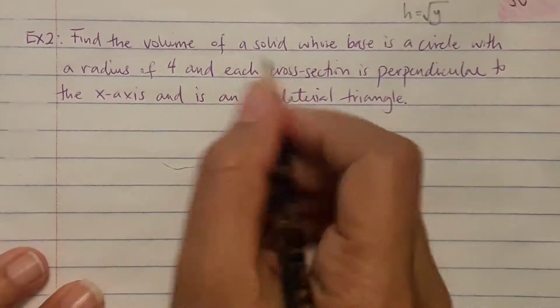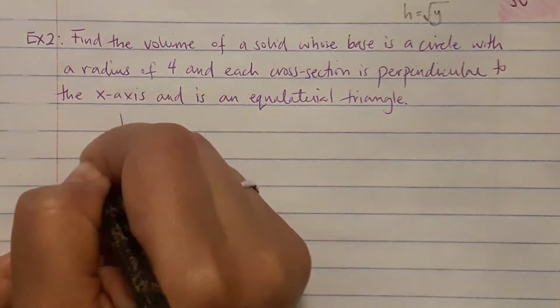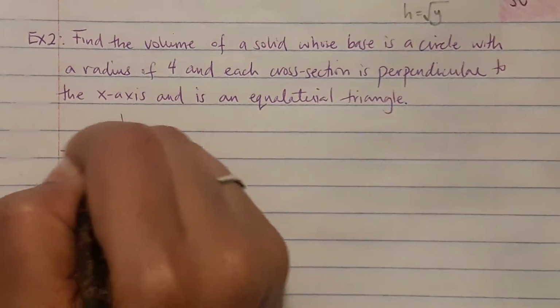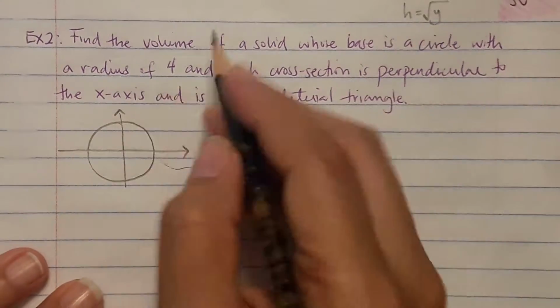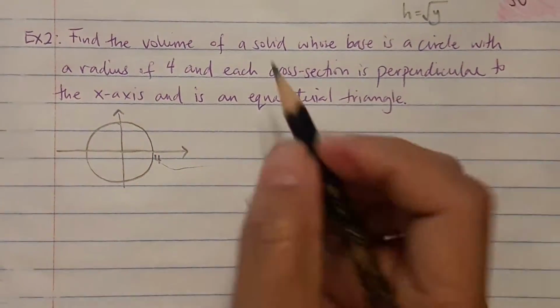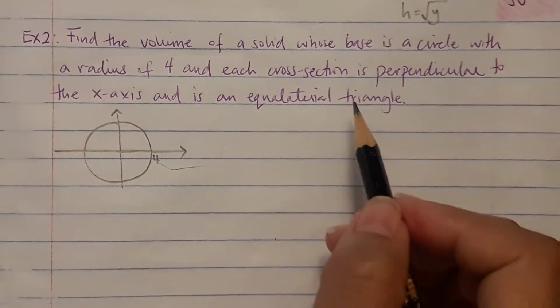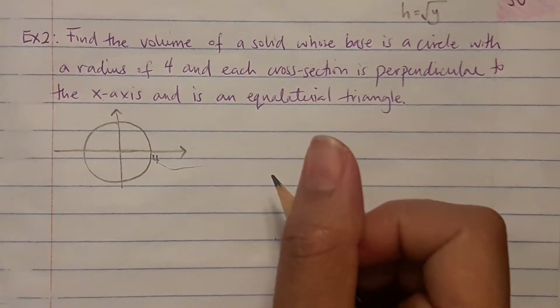Alright, so again it is a circle. We have a circle with a radius of 4, so it goes just like that. The radius is 4, so obviously the other side has to be -4. And the cross sections of these are equilateral triangles.